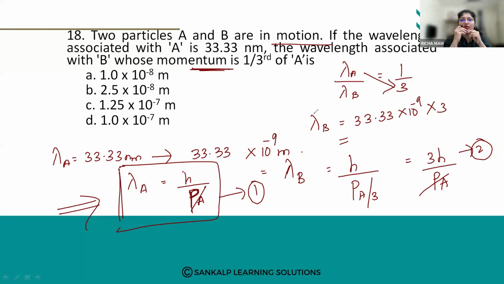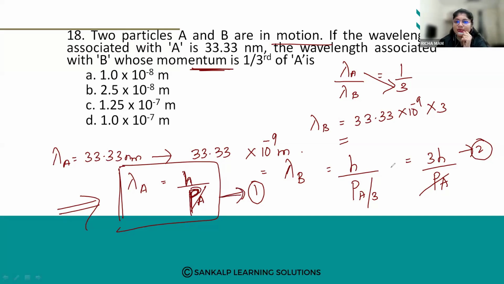What they have told is there are two particles A and B and they are in motion. The wavelength of one is given, that is 33.33. And for the second, they have told that the momentum is 1/3. We know what momentum is. Mass and velocity is nothing but your momentum, right? So h by lambda is equal to momentum.